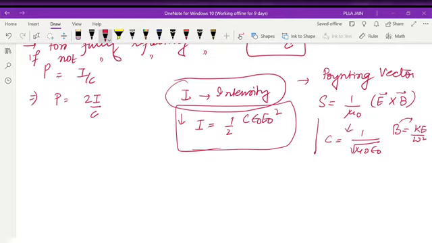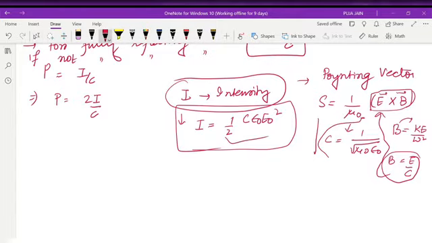Again, we can also write B as E by C. If we substitute this value here, then we will get the term related to E. That means we will eliminate B. Okay. Now intensity is what? Basically the average Poynting vector. So we will get this value, that is half C epsilon naught E naught square. Okay. You can substitute both the values and you will get this only.